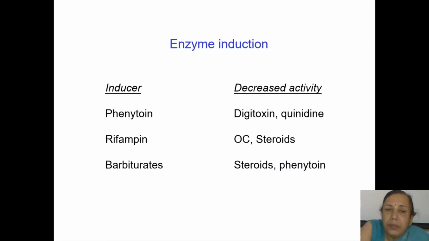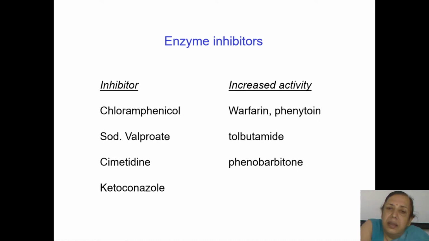activity. Then there are certain drugs which are enzyme inhibitors. So these are chloramphenicol, sodium valproate, cimetidine, ketoconazole. These are inhibitors which inhibit the enzymes. That means if a drug is co-administered with these drugs, its metabolism is inhibited and its activity is enhanced. So their effect is more when they are given with these, because the enzymes which metabolize these drugs have been inhibited. So these drugs are not being metabolized and are present in abundance to produce their effect. So their increased activity is observed.